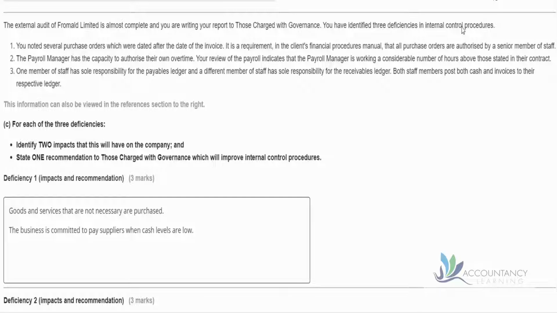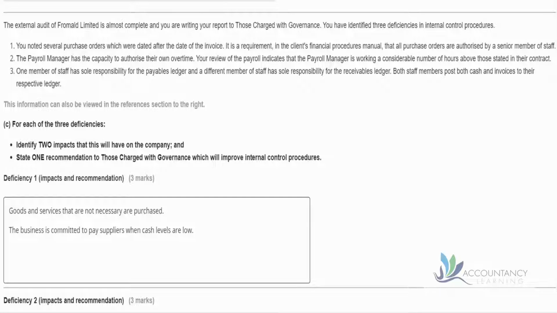Another possible problem is that we are committing to buy stuff from the supplier, but possibly we can't afford it at the moment. So even though we need it, because cash is a bit low, then perhaps we need to delay the order. So yeah, that's the second impact. The business is committed to pay suppliers when cash levels are low.